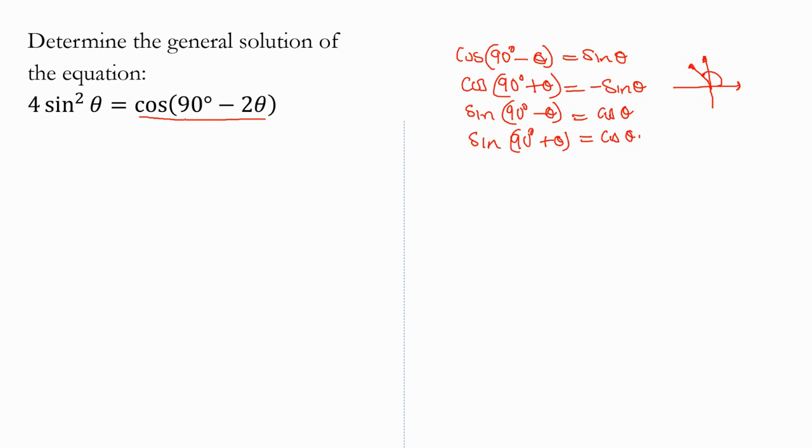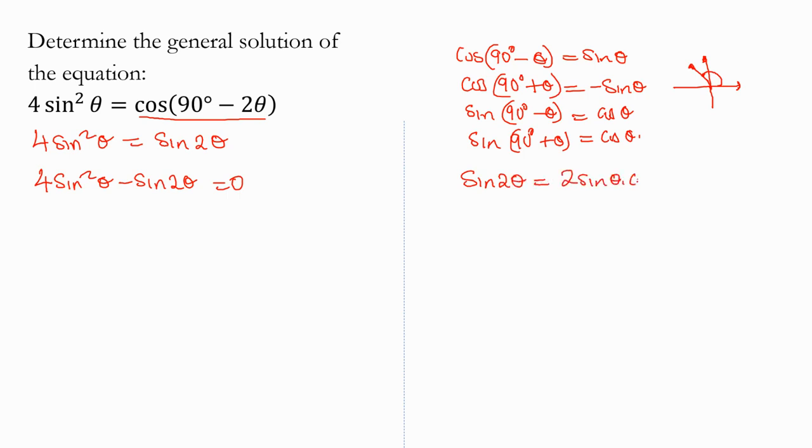Now it means this one will reduce to 4 sine squared theta is equal to sine 2 theta. And then we can bring sine 2 theta to the left hand side so that we have 4 sine squared theta minus sine 2 theta is equal to 0. But remember also the double angle formulae. Sine 2 theta is equal to 2 sine theta cos theta.